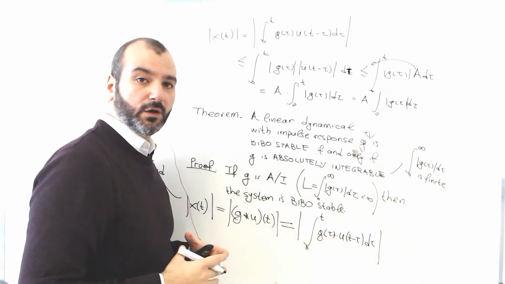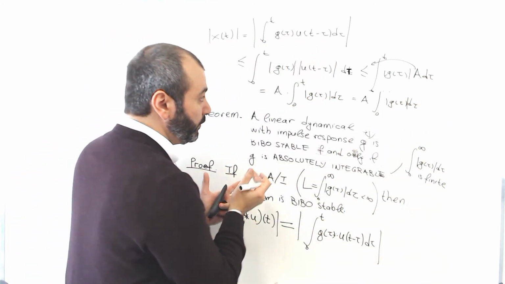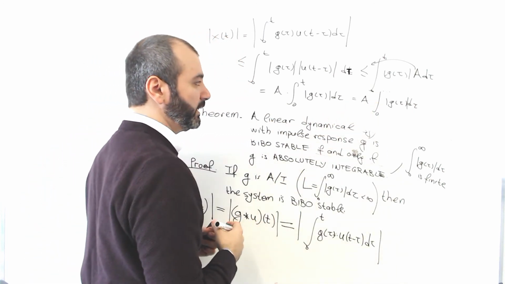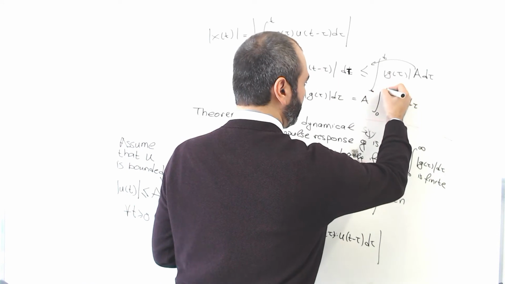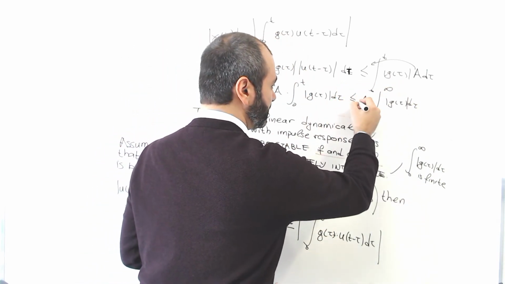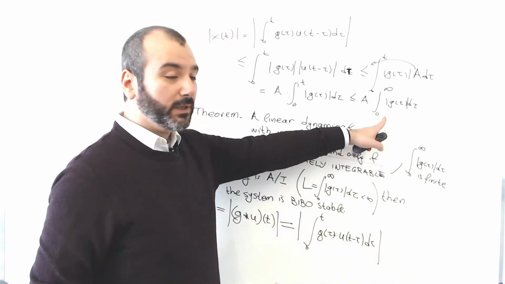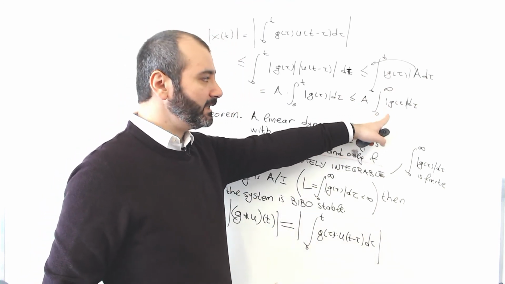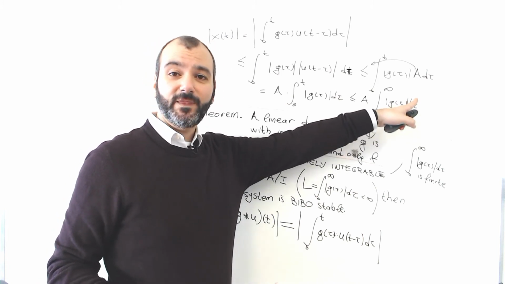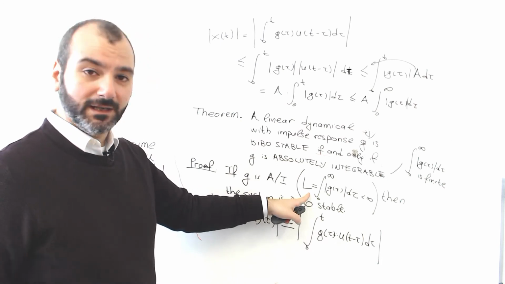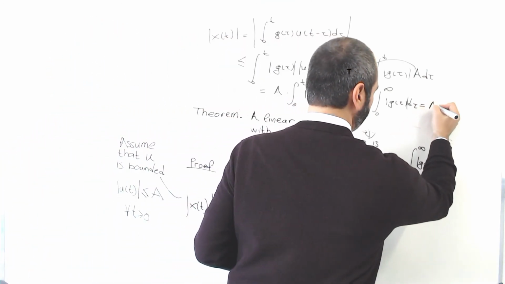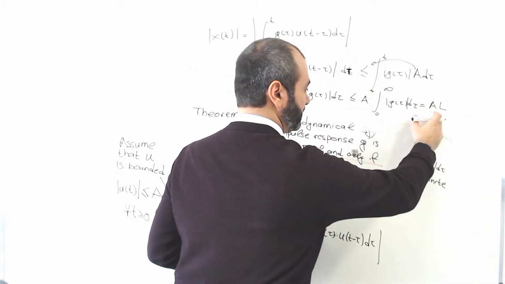An integral of a non-negative quantity. So the more t increases, the larger this value becomes. So the largest it can become is if we take t to infinity. So this is the largest this value can become. But look what we have here. We have the integral of the absolute value of g. Rings a bell? That's exactly L. L is equal to that thing, which is not infinity. So this is equal to AL.